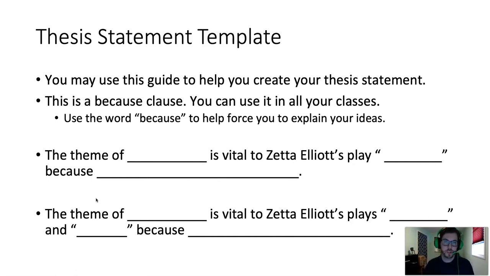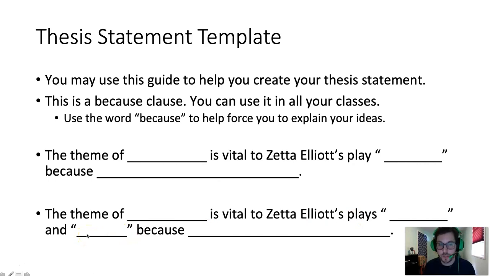So we have an example. The theme of blank is vital to Zetta Elliott's play blank because of blank. Now you would fill in the blanks with your ideas about what the theme of that play is and why it's important to Elliott. Right? So you would have the theme placed here, and then you would have in the last blank why this theme is important to Elliott. And then if you want to write about 2 plays, here is the same structure, but just with different blanks.